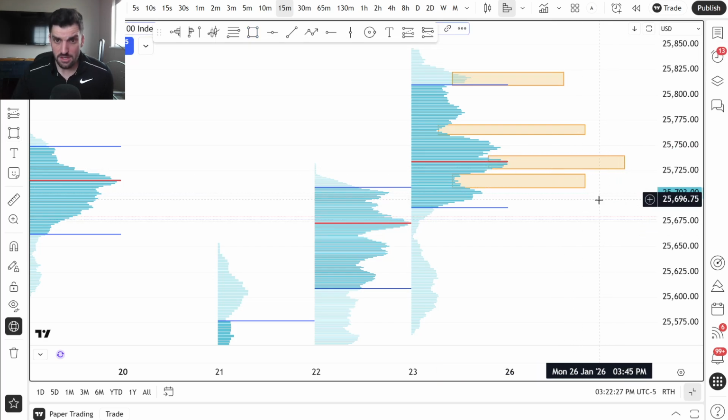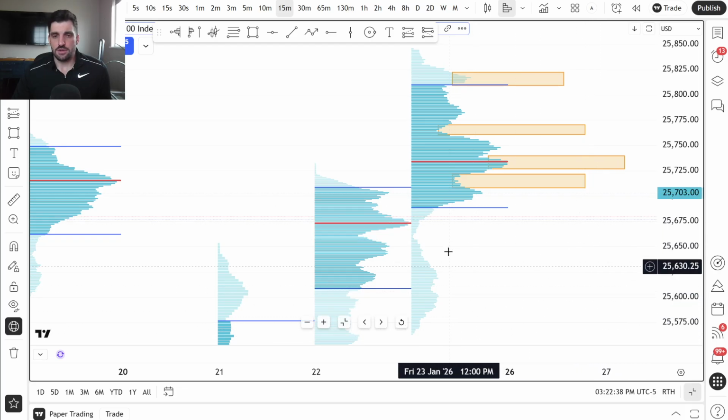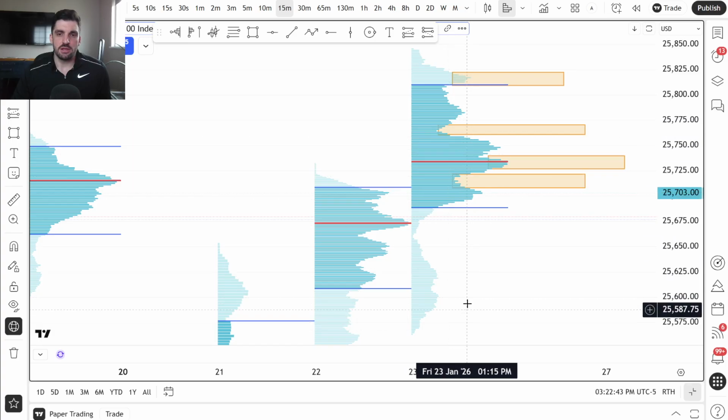All right. The low volume nodes, these are areas where the market moved very quickly through these price levels and did not transact a lot of volume. So most likely, if we go into a candlestick chart, you will just see big green candles or big red candles where you see these gaps in the volume.